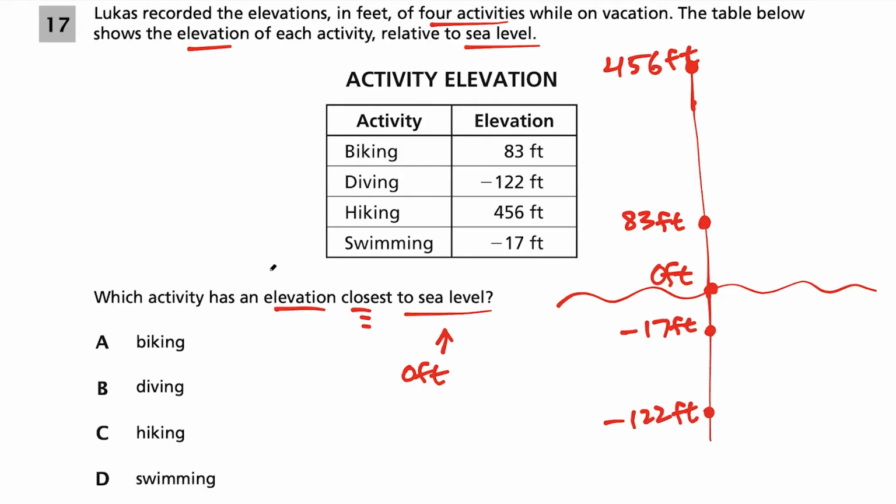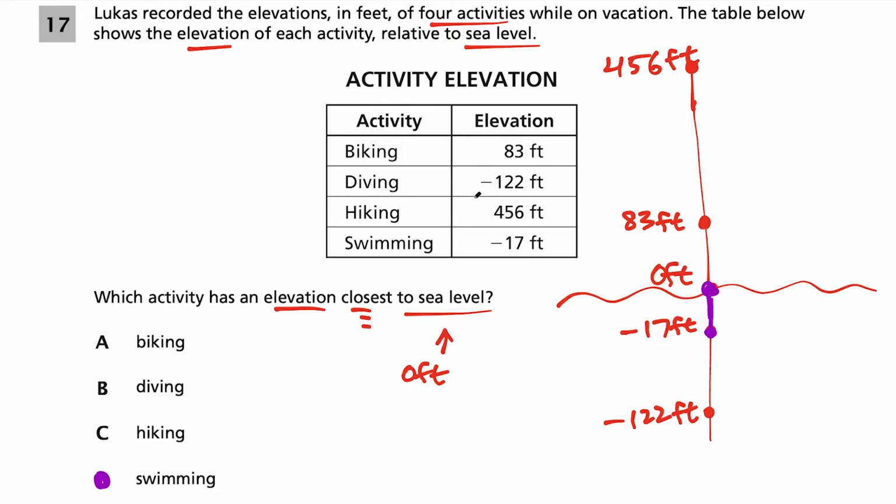But now think about what the question is asking. Which activity was closest to sea level? So there's sea level. Which one of these points is closest to this one? And that would be the point here at negative 17. This distance is the shortest going back to sea level. So that would tell us that swimming is the closest to sea level.